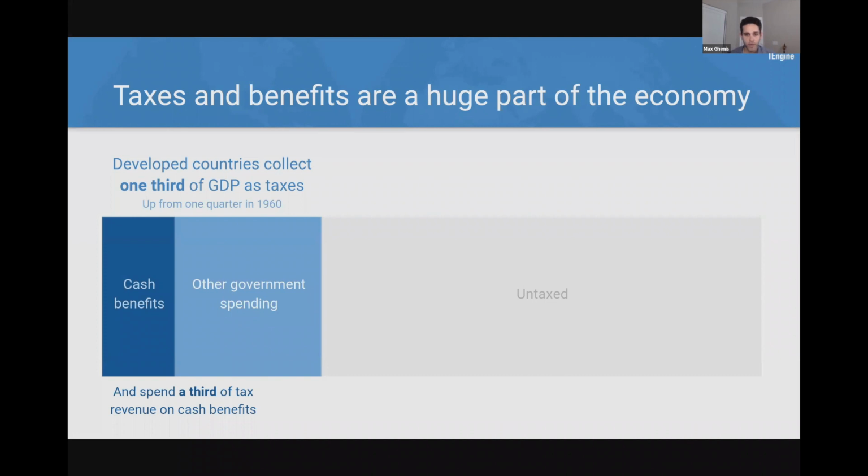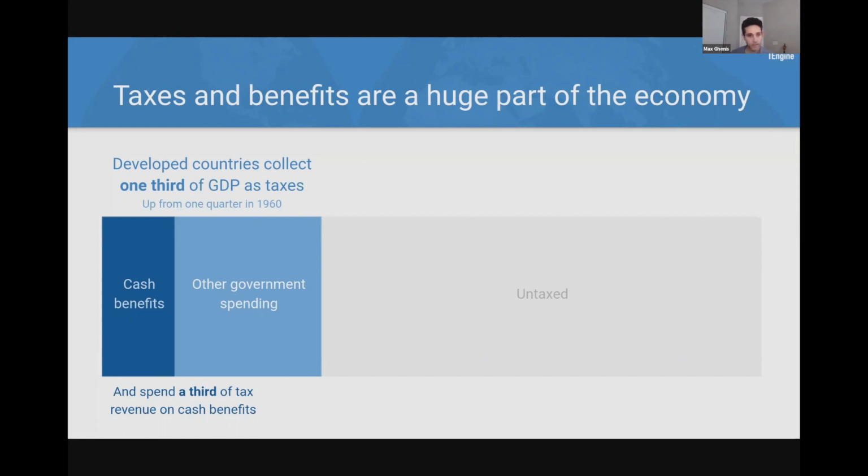Some of what motivates us here is that taxes and benefits are just an enormous part of the economy. About a third of GDP is collected as taxes among developed countries today, and that's up from about a quarter back in 1960. And a third of that third is spent on cash benefits. This could be pensions, child benefits, welfare programs. Both of these numbers are moving upward.